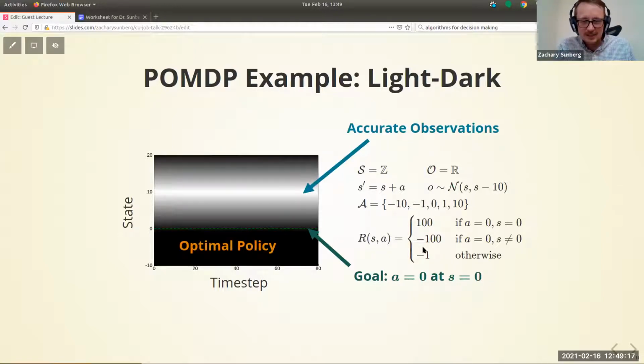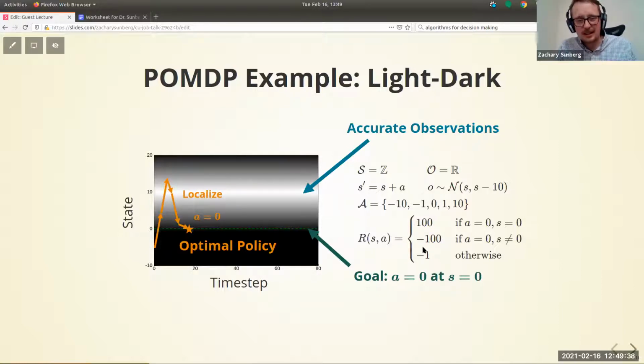So like I said, there's accurate observations there. The optimal policy looks something like this. A trajectory under the optimal policy looks something like this. So you go up until you can localize yourself in the light region, and then you come down and take action A equals 0 once you're sure that you're there.